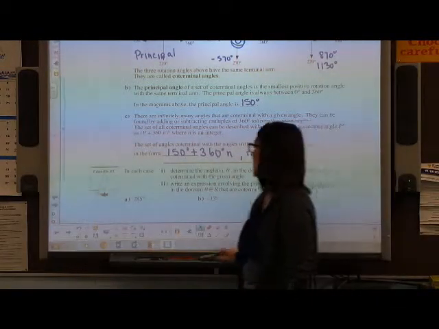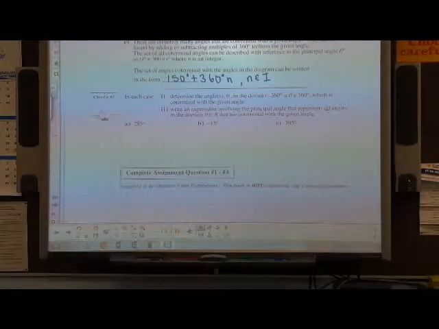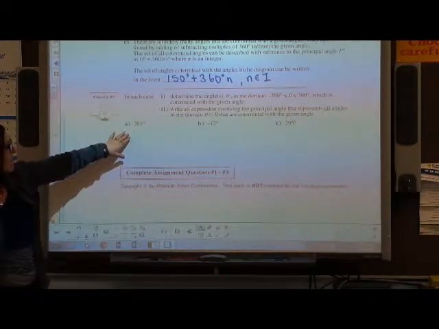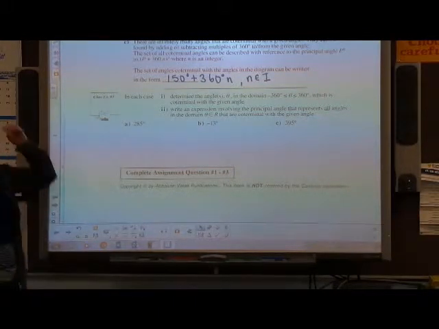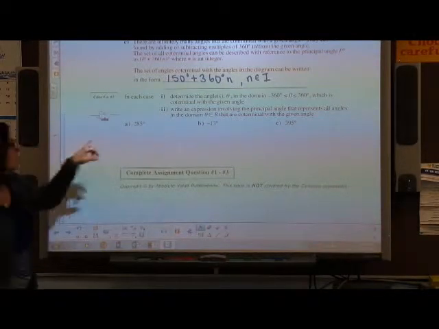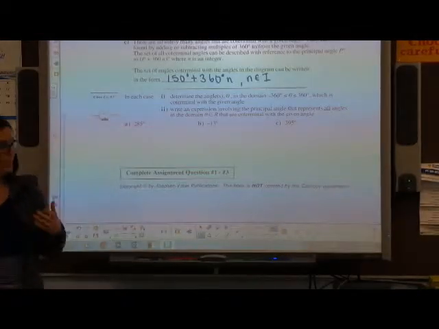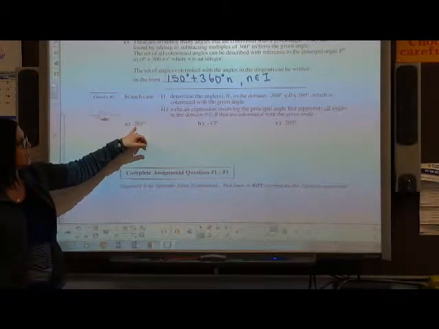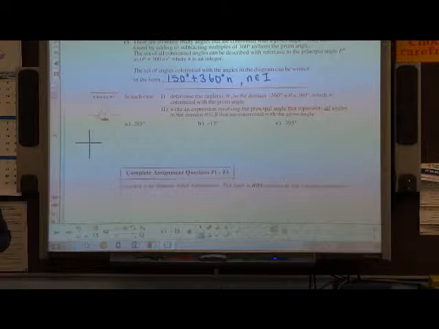Okay? So in class example number 3, it says, in each case, determine the angles in the domain from negative 360 degrees to positive 360 degrees, which are coterminal with the given angle, and then write an expression involving the principal angle that could be used to represent all angles in the domain that are coterminal with the given angle. So I'll do the first one, and then I'll give you time to do the next two. So if we start off with 285 degrees, I find it easier to draw myself a little sketch so I can picture where it is.